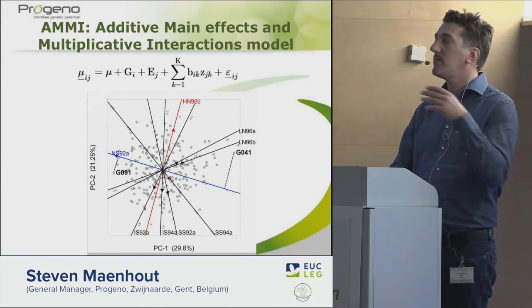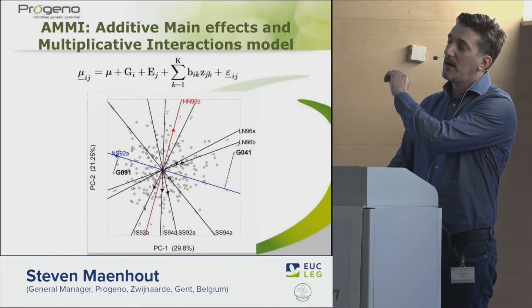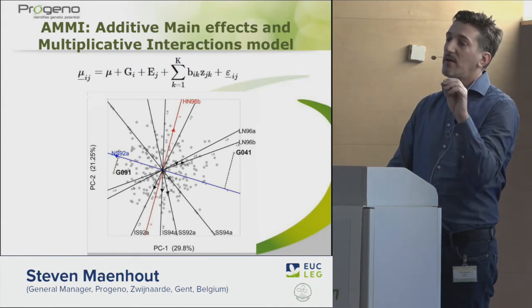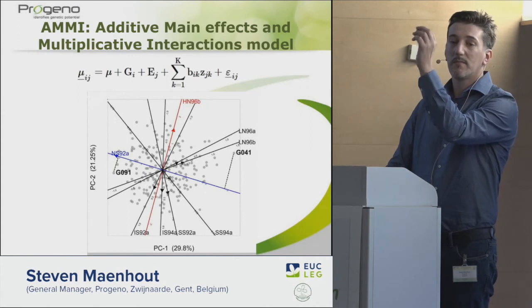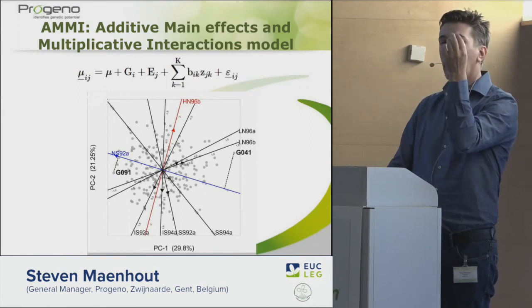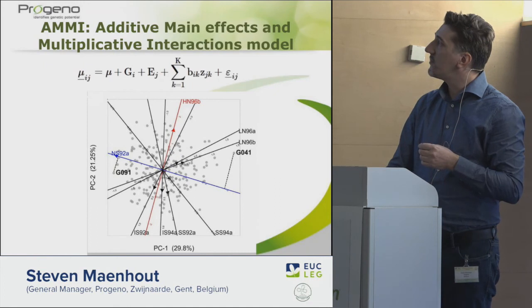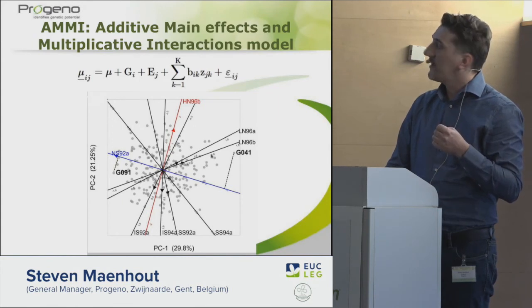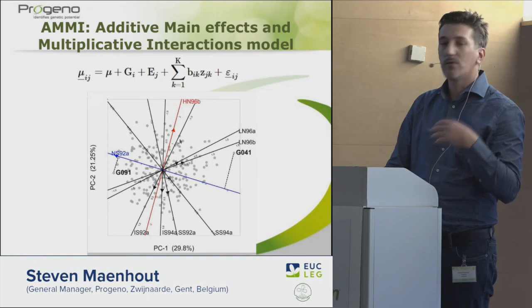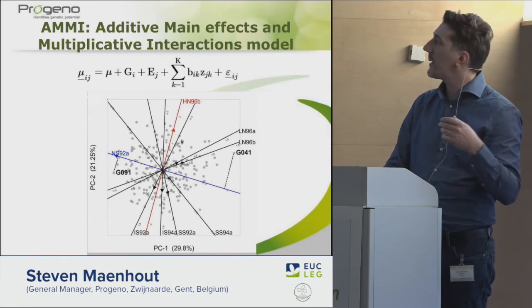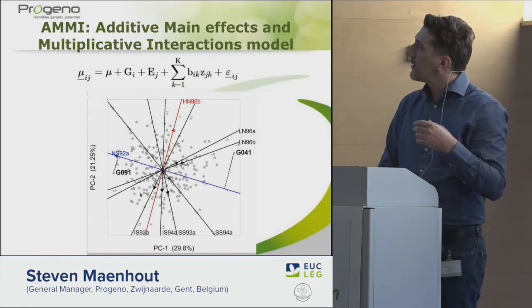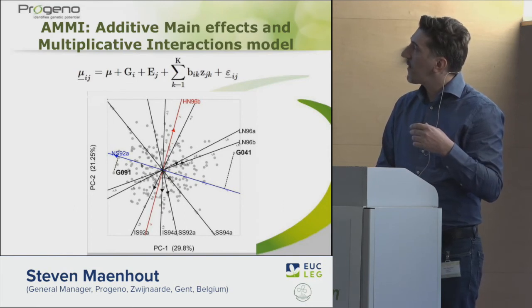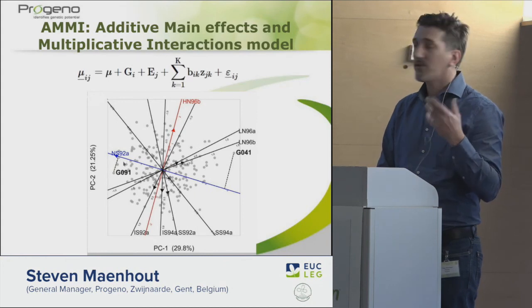G by E space would be a space where the environments are the dimensions, and the performance of each variety would be the dots in that space. Now you reduce this to 2 dimensions, and each dot is an accession, and each line is an environment. Lines that cluster together, you know the drill. These are environments that are correlated. If an accession expands far away from the center, it means you have a large G by E.